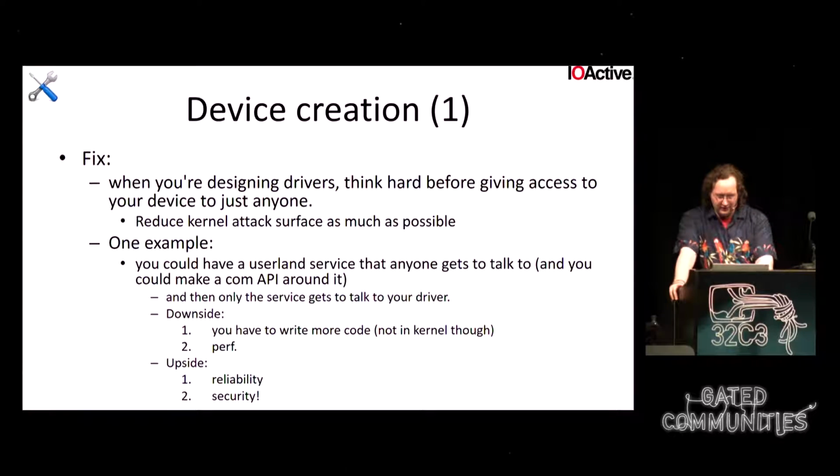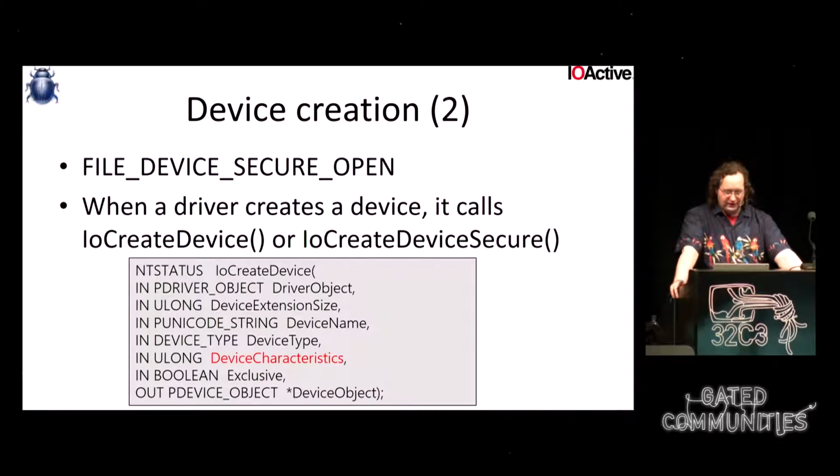In that example, the downside is that you have to write more code and you may get some performance degradation, but the upside is you get extra security and probably better reliability as well. So that's one solution. But the idea is basically that this is usually a design question: who really needs access to our device and why, right? Okay, so with that said, let's move on to some more implementation stuff for device creation.